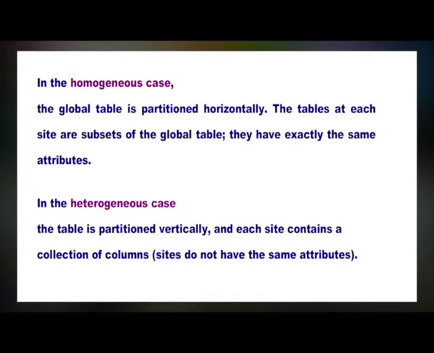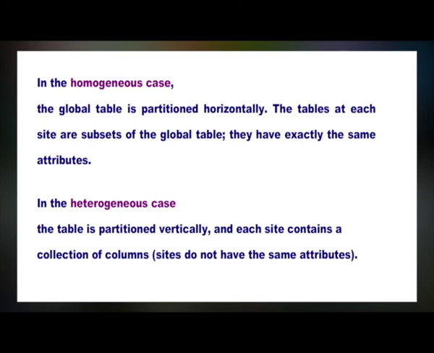Now, we will see the homogeneous case. In the homogeneous case, the global table is partitioned horizontally. The tables at each site are subsets of the global table, and moreover, they have exactly the same attributes. This is a typical scenario of a homogeneous case.